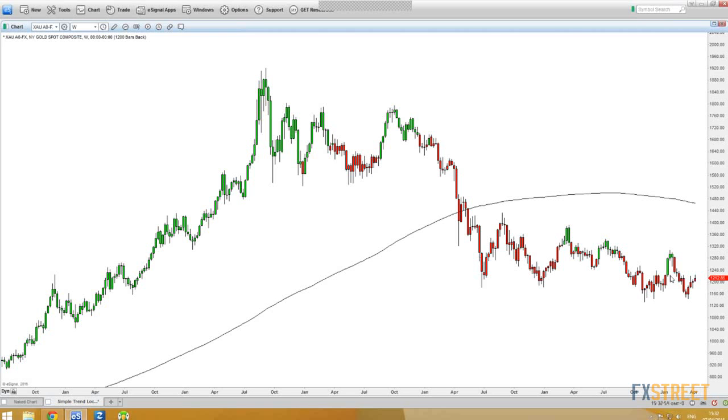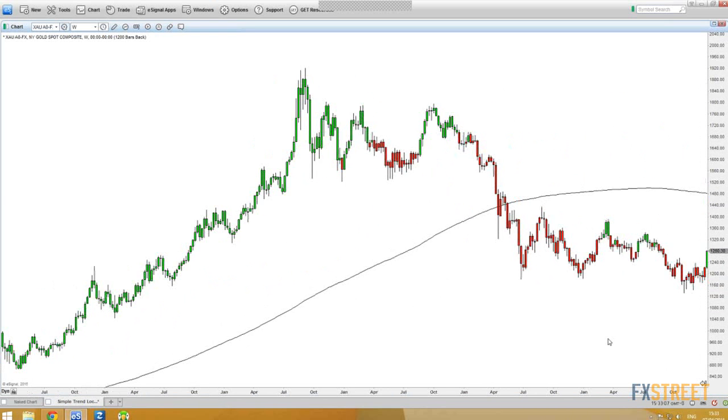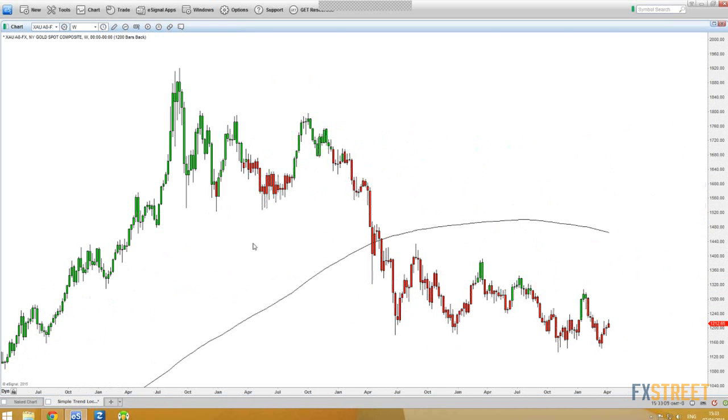Now, if you're a range trader and you're trading ranges, that's fine. That's totally different. But range trading is not as lucrative as trend trading. If you look at this period of trend, look at that movement compared to this current movement. That should be an example of how trend trading is far more lucrative than range trading.